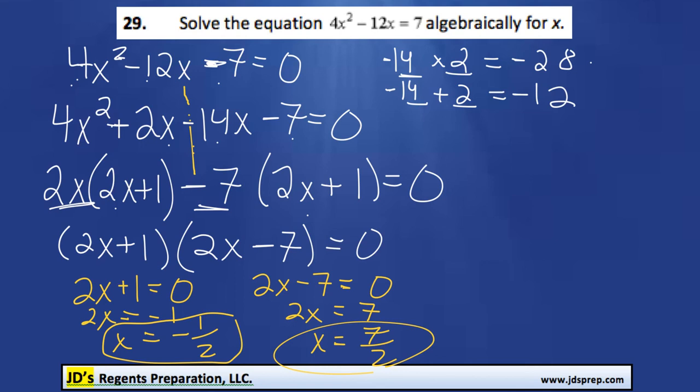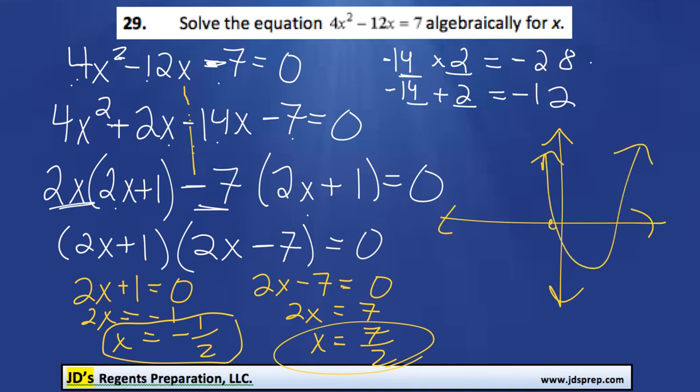By the way, if you had time on a test, you could totally use your graphing calculator to check your answer. If you graphed it, I don't know what it would look like, probably something along these lines, and you would hope that your x-intercepts are these two answers that you got.